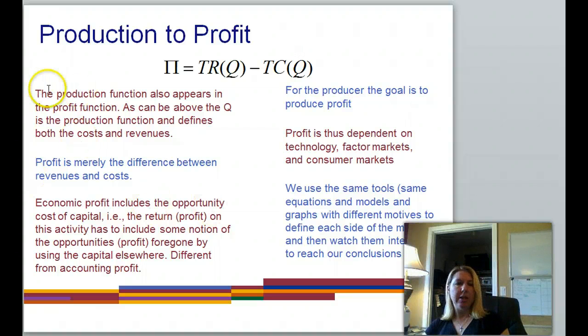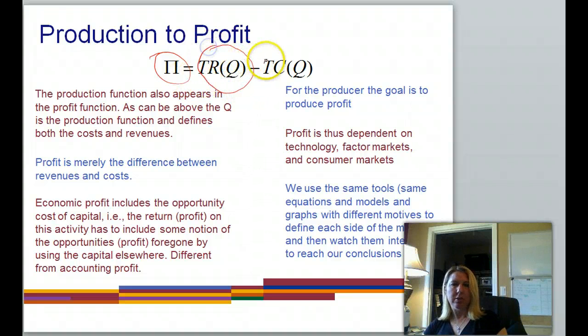Okay, so the next one. Now that we've gone through revenue and costs, we want to look at profit. Profit, remember, is the thing that we really care about. Profit is just the sum of how much we've earned, which is our total revenue, minus how much it cost us to do it. Anything that's left over is profit.